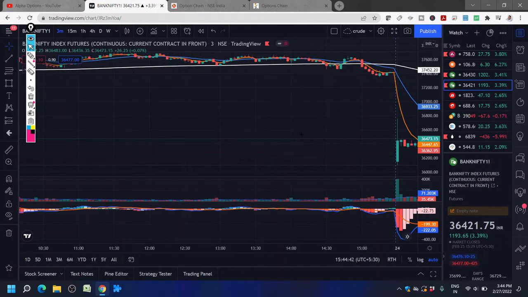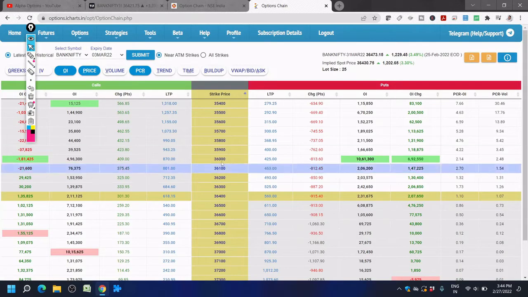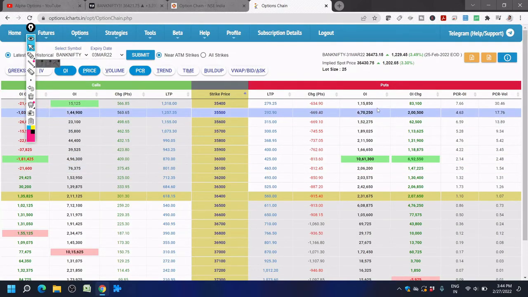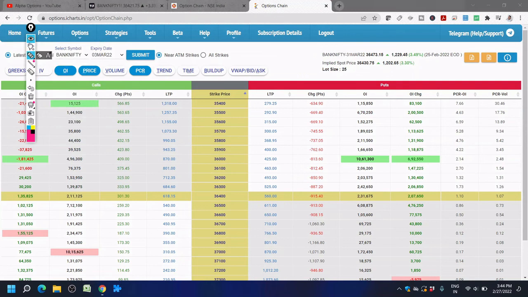Let's go to the option chain and understand what we are getting to see. So if you see the Banknifty option chain on Opstra, just pay attention here to what I'm trying to tell you.